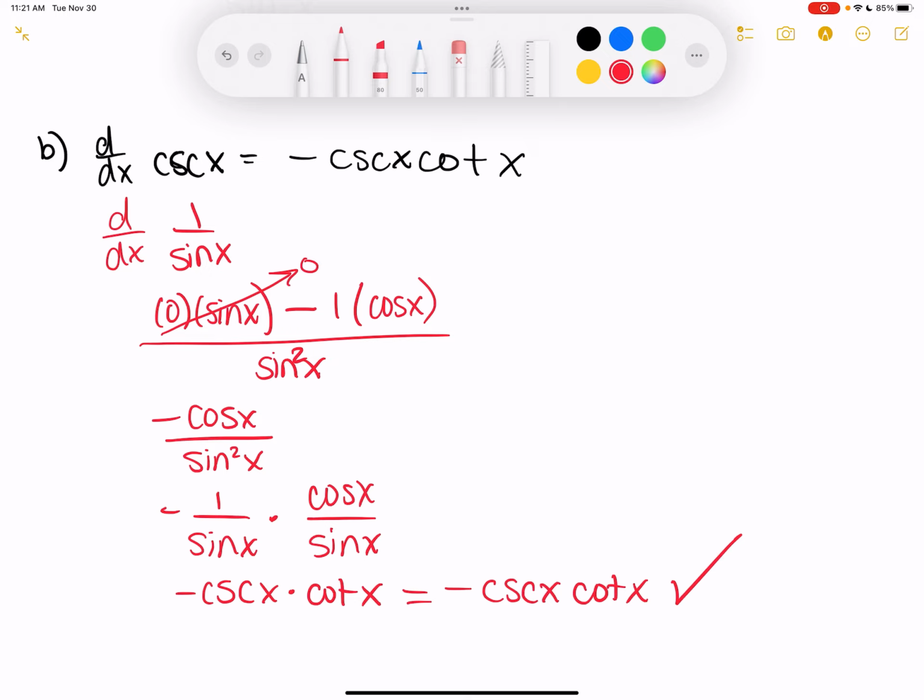So that was problem 26. Problem 25 is the same thing, but proving tangent of x and secant of x. So I'm going to leave that one for you guys to try, just so that you've walked through these steps and you can see what it's looking for.